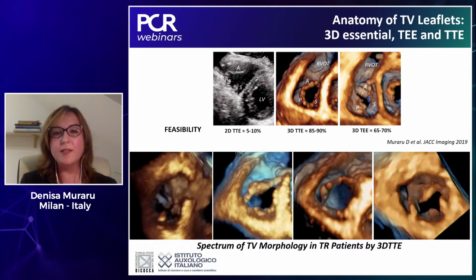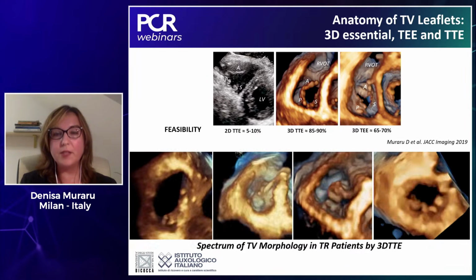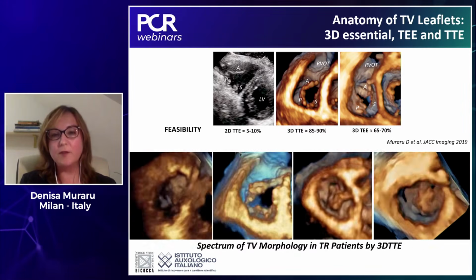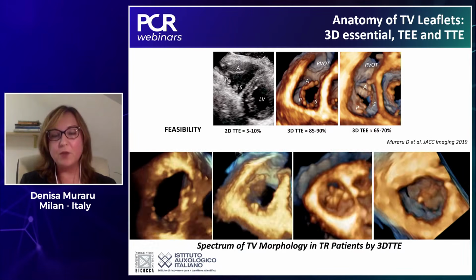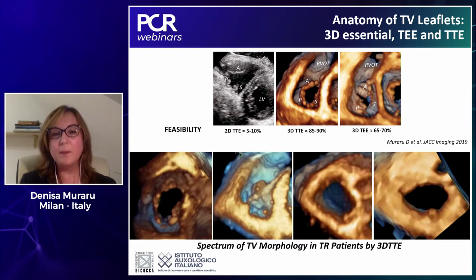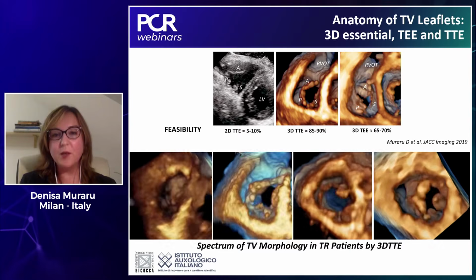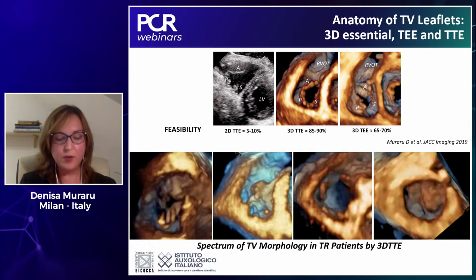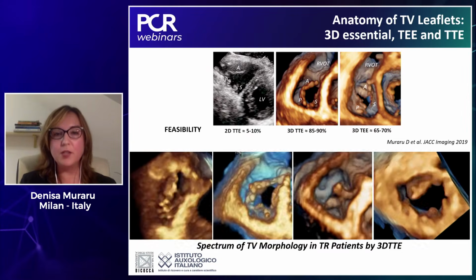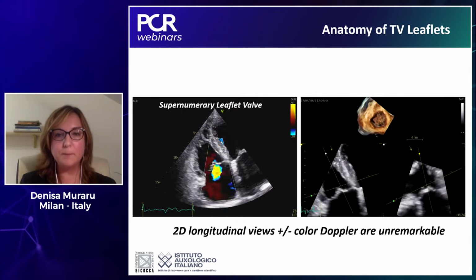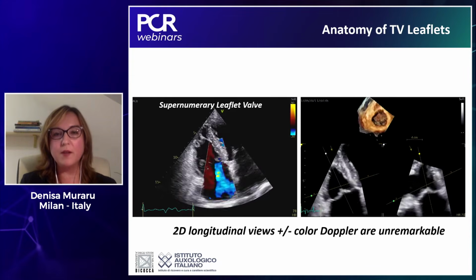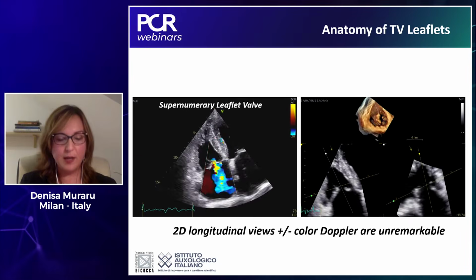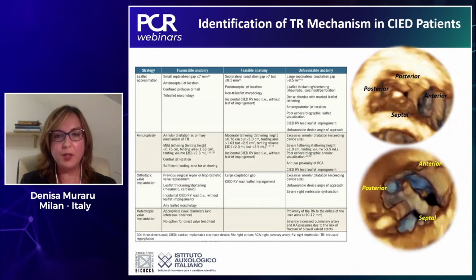Here you have some examples acquired by 3D transthoracic imaging. The point here is that whenever you have difficulties to get these images from transesophageal, remember that the patient has also a transthoracic window, and sometimes you might be able to provide this information also with transthoracic if you have some issues with artifacts in transesophageal. 2D views are completely unremarkable, so there is no way to identify the anatomy based on 2D imaging.